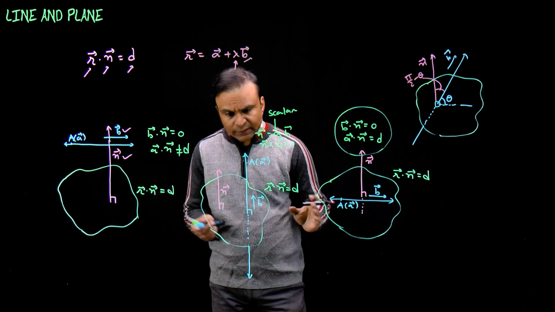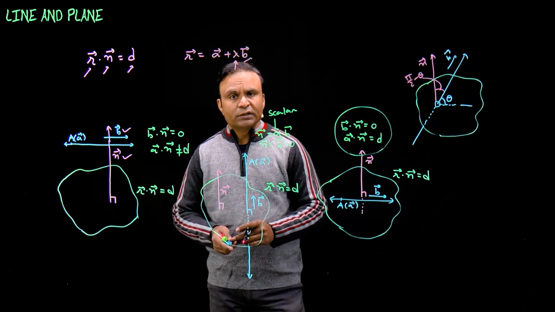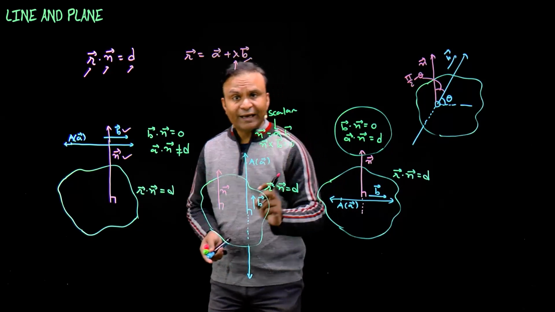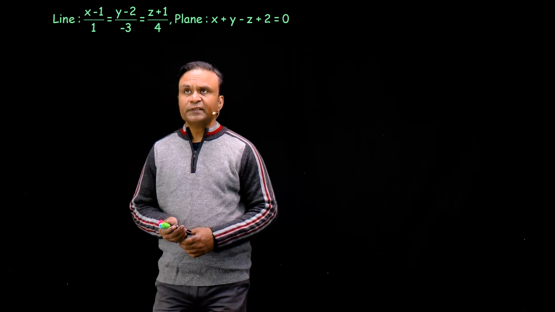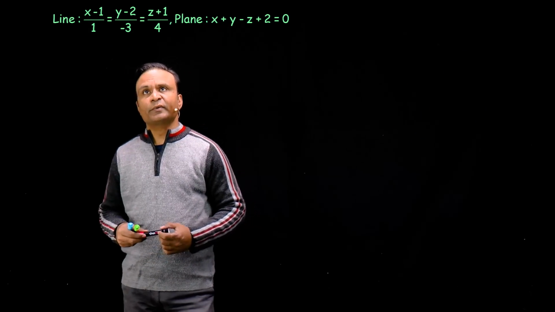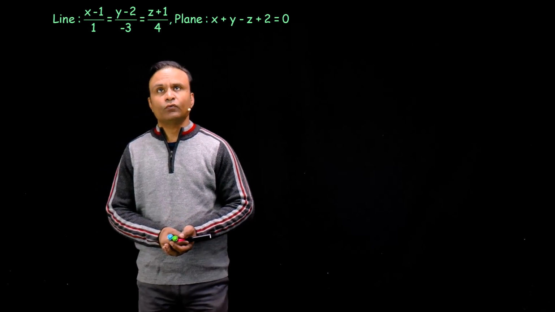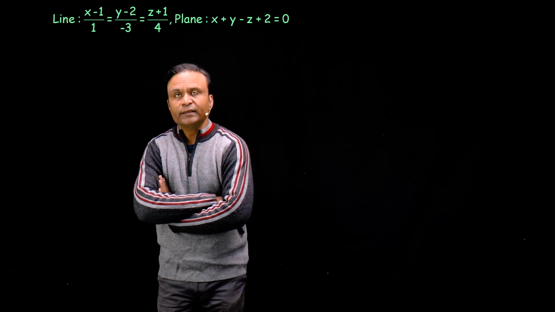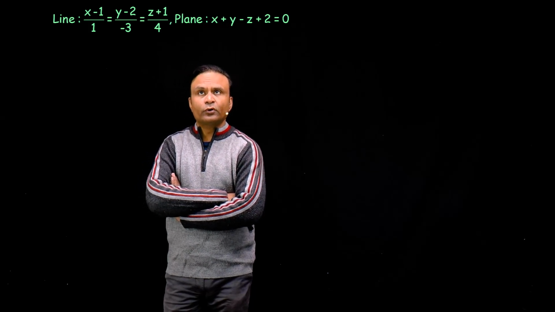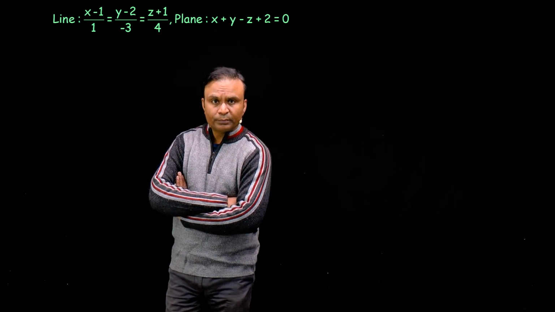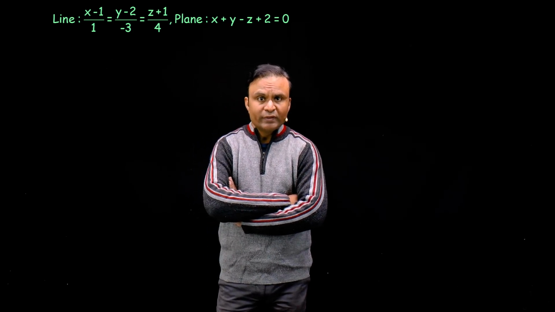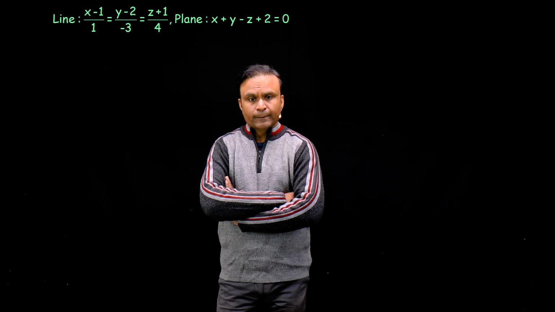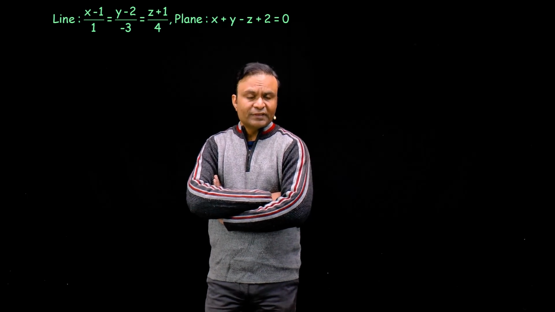Now let's consider one real situation when the equation of line and plane are given. Consider the equation of the line as (x minus 1) upon 1 is equal to (y minus 2) upon minus 3 is equal to (z plus 1) upon 4, and the equation of the plane as x plus y minus z plus 2 is equal to 0.